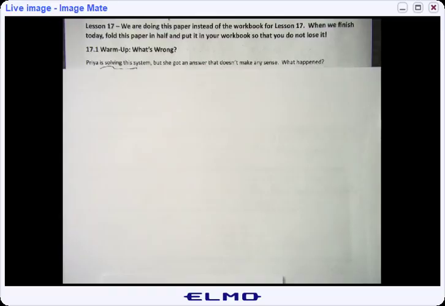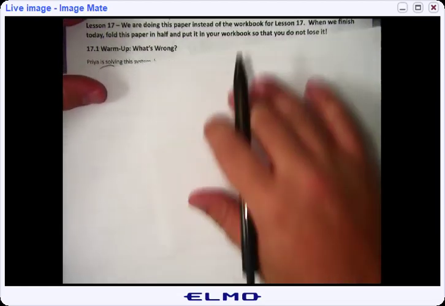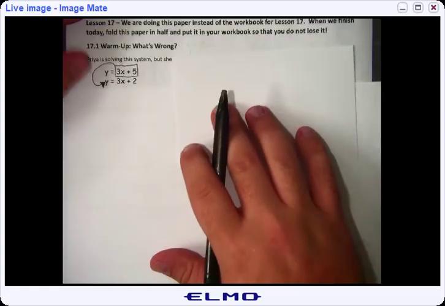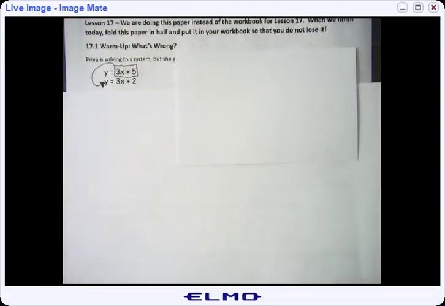Okay, it says, "Warm-up: what's wrong?" So Priya is solving this system, but she got an answer that doesn't make any sense. What happened? Okay, so if we take a look at the problem, the first thing that we would need to do is take the equations y equals 3x plus 5 and y equals 3x plus 2, and we would do a little bit of substitution.